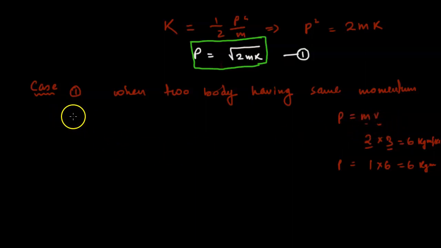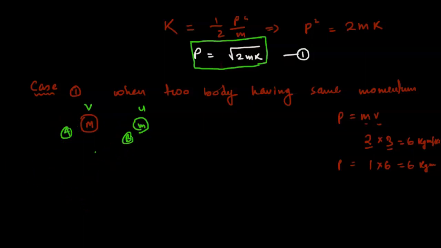So we are considering a bigger body, suppose a heavy body with mass M, and another, a very small body, with mass m. Both of them have velocity. The bigger body has velocity v, and the smaller body has velocity, say, u. In this case both have the same momentum. Suppose this is body A and this is body B.